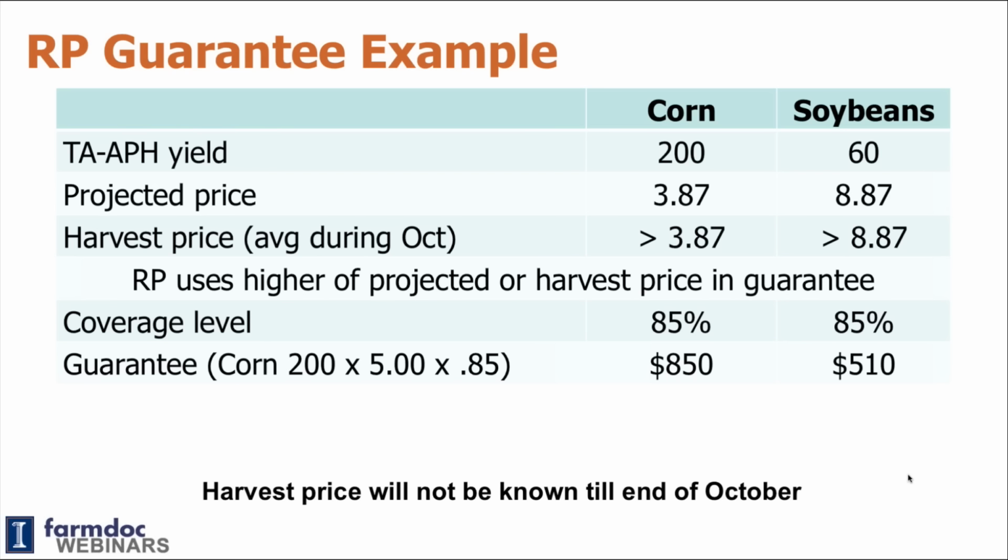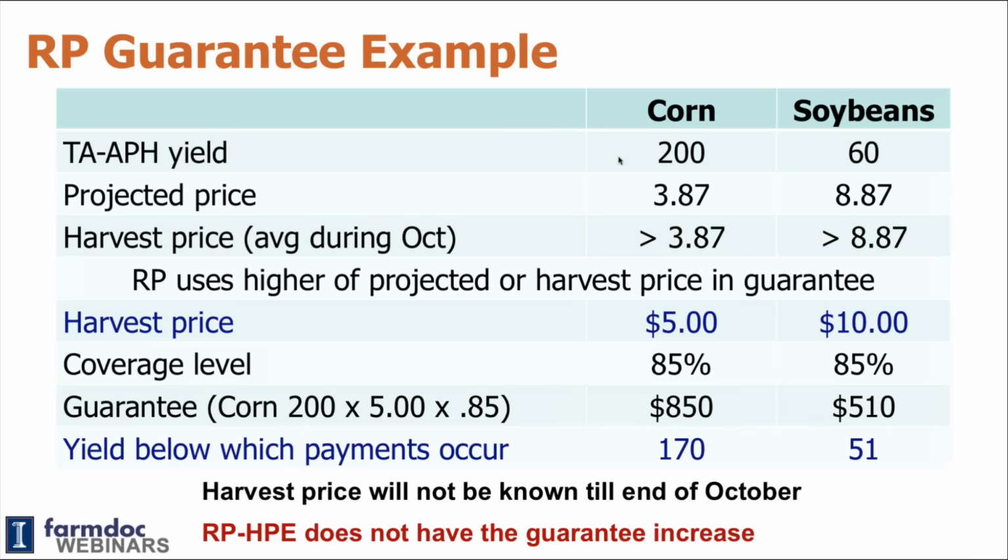All right. Again, I'm just going to run through a quick example here. Trend adjustment, 200 bushels for corn, 3.87 projected price. If our harvest price is below that, we will have a guarantee of 850. So as long as we have a guarantee, I'm sorry. Oops, I screwed this up.